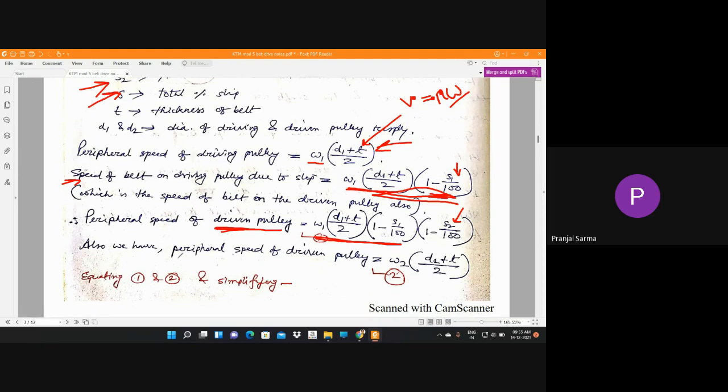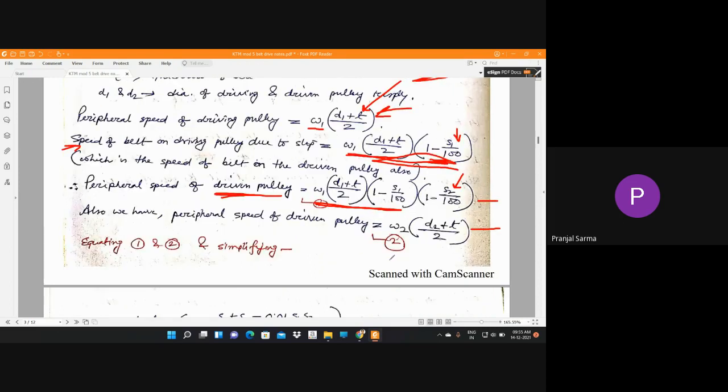Also, in another way, we can directly write it in terms of the angular velocity of the driven shaft, considering the diameter of that pulley. Just like v equals r omega, using this expression we can also write the peripheral speed of the driven pulley as omega 2 into, considering the belt thickness, (d2 plus t) divided by 2. Let's call this expression 1 and this expression 2, and both are the same velocity we are talking about, so we can equate them.